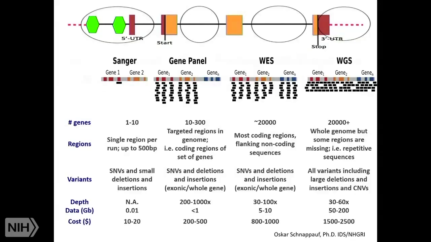And when you get to whole genome sequencing, you are dealing with not just the 20,000 genes, but all the other stuff as well. And again, you don't get quite as good coverage a lot of times, and costs are coming down to the point where whole genome is actually less than whole exome in a lot of situations.